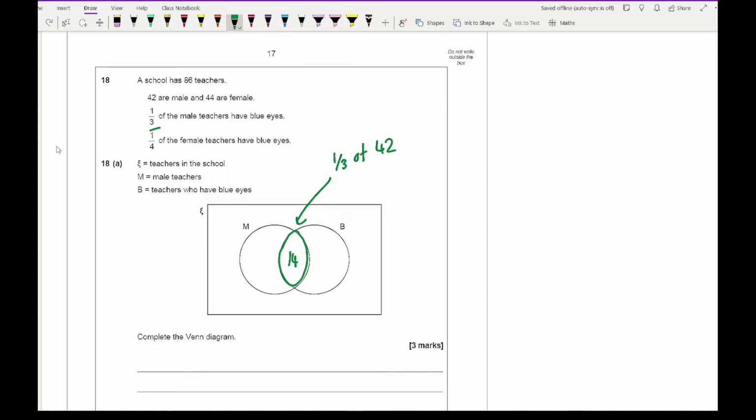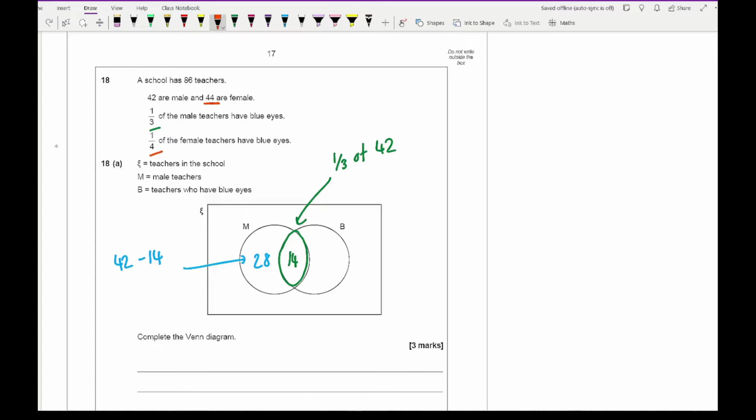Now, the next thing we need to do is some subtractions. For this number here, that's going to be the number of men, which is 42, take away the ones that I've already got, which is minus 14. So I've got 42 take away 14, which gives me 28. Now from the females, I've got a total of 44 females, in which I'm working out the rest.